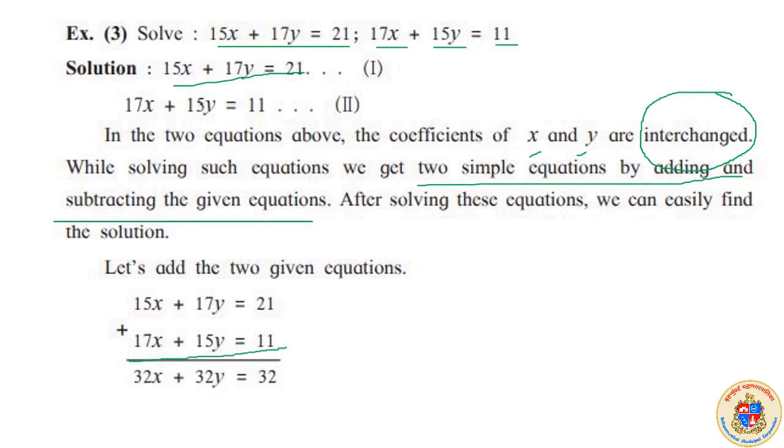Add किया तो क्या हो गया? 32x plus 32y is equal to 32. मजा आ गया ना? वैसे ही आएगा ना, something like that. 21 plus 11. That means we could solve it simply. So we proceed ahead. Now we will be dividing both sides of the equation by 32.